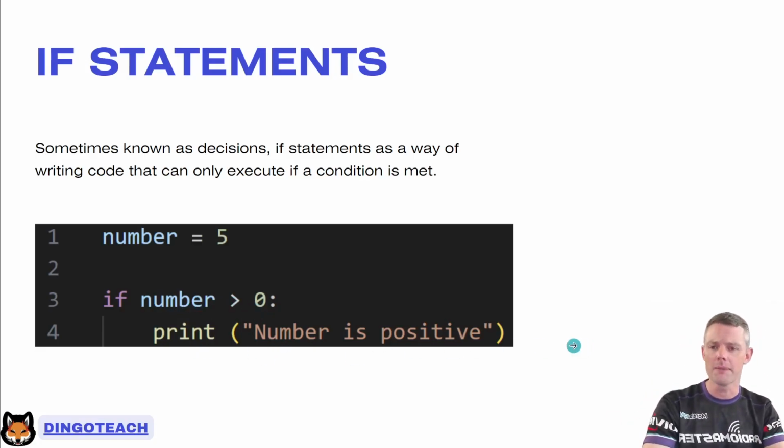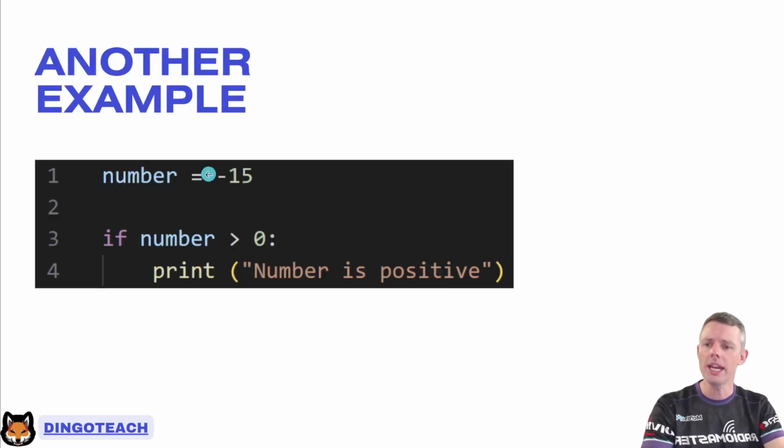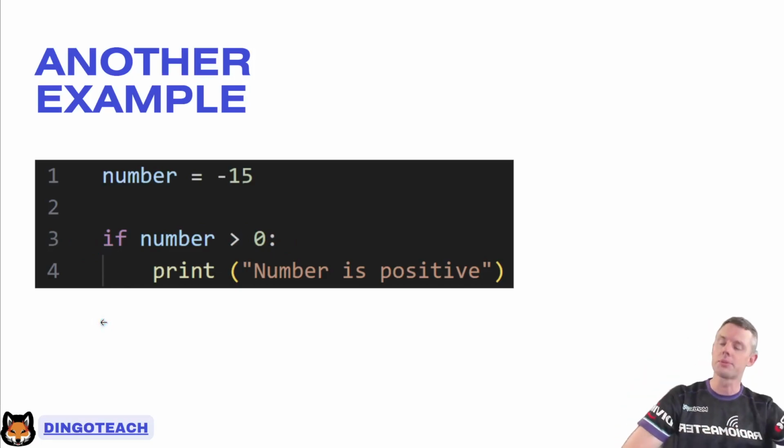What about the opposite of that? Okay, what if it was negative? Okay, number equals negative 15. If number is greater than 0, well, the number is positive. No, it's not. So this is false because negative 15 is not greater than 0. It actually skips over line 4 and then keeps on going.